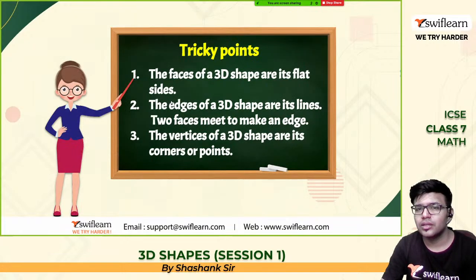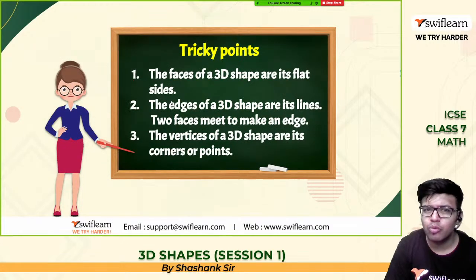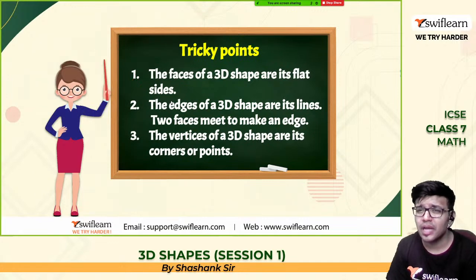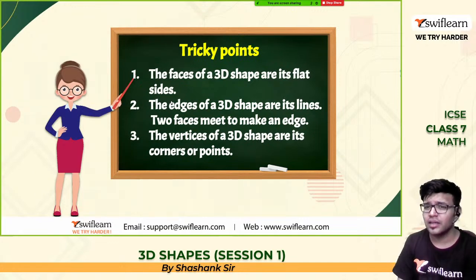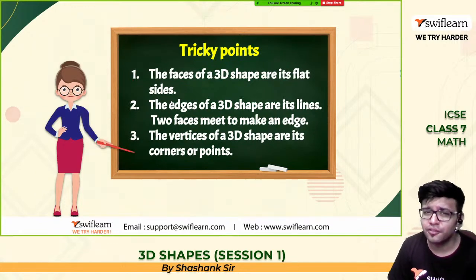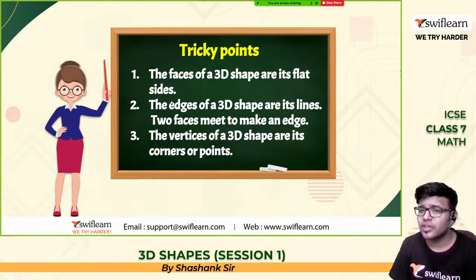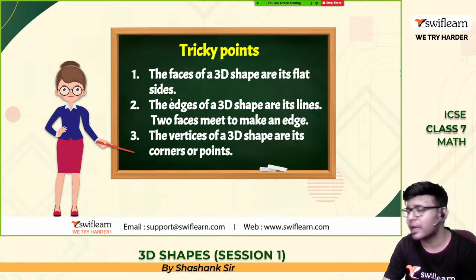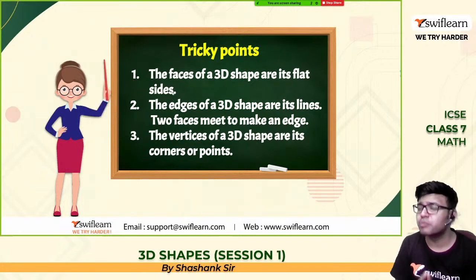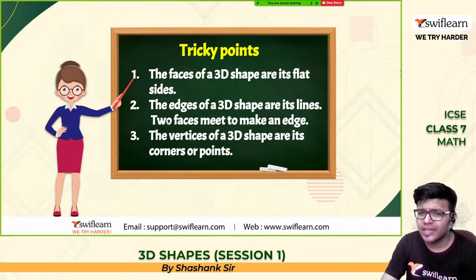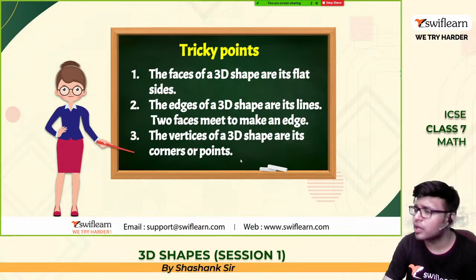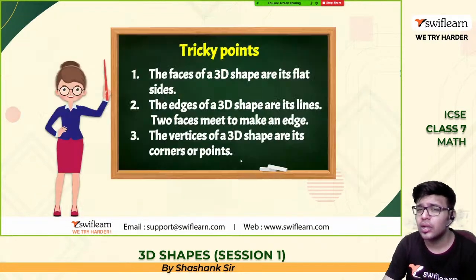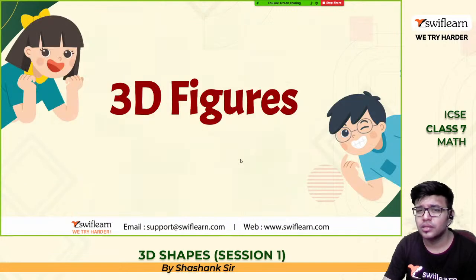So tricky points, देखो क्या है tricky points? The faces of a 3D shape are its flat sides. Edges of a 3D shape are its lines. Where two faces meet make an edge. जहाँ पे दो faces meet होते हैं, that's an edge. Vertices of a 3D shape are its corner points.